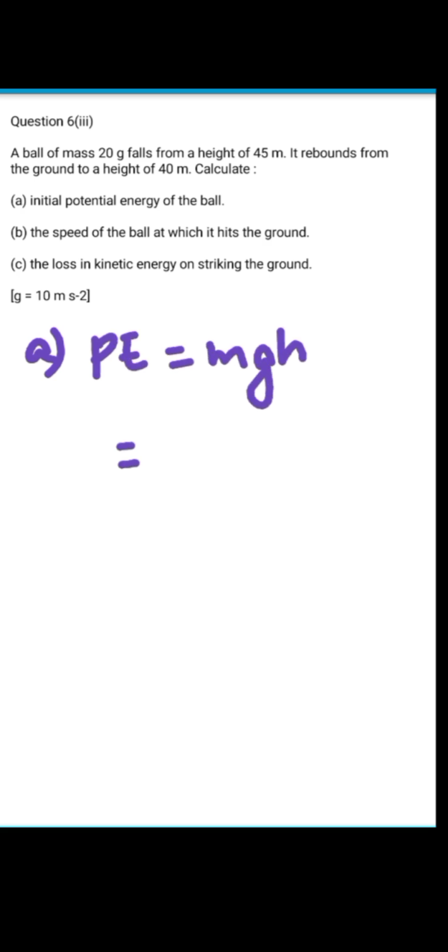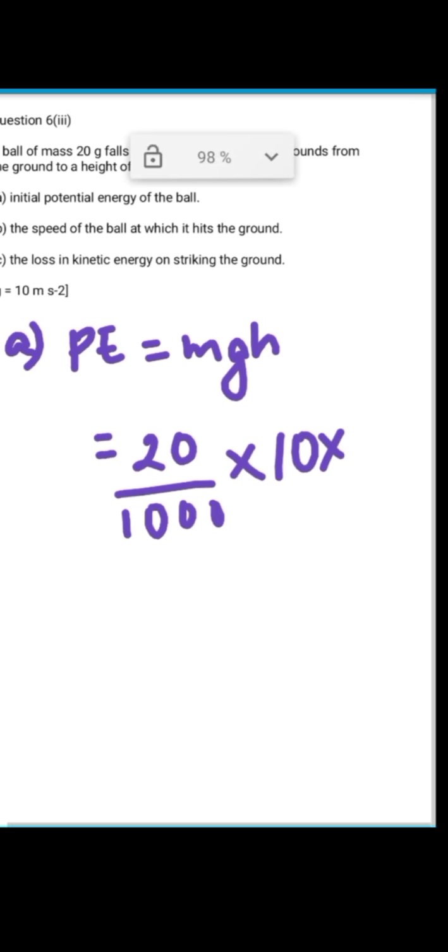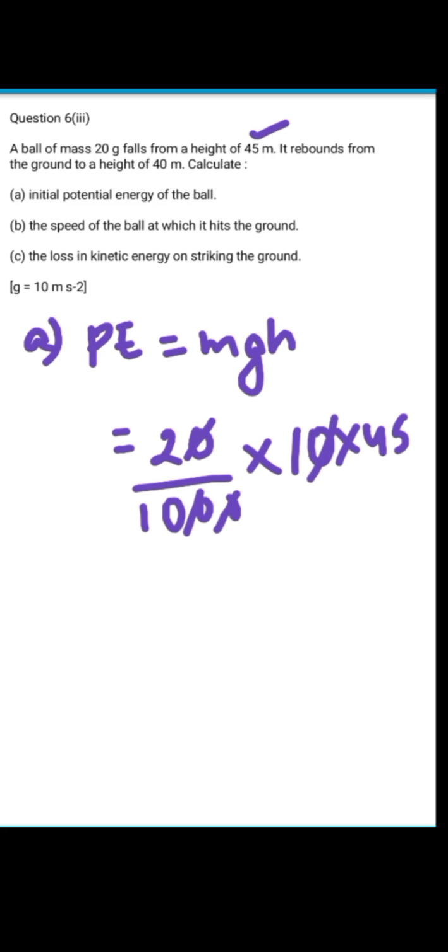So the mass of the ball was 20 grams, so we'll convert it into kg. The acceleration due to gravity has to be taken as 10. If it is not mentioned also, you can take it as 10, not an issue. And the height, initially they have said the initial potential energy, so the initial height was 45 meter. So let's solve it. The correct answer will be 9 joule. This is the initial potential energy of the ball.